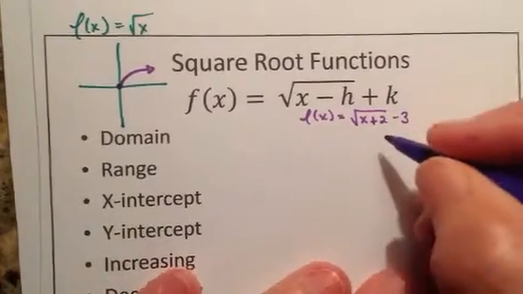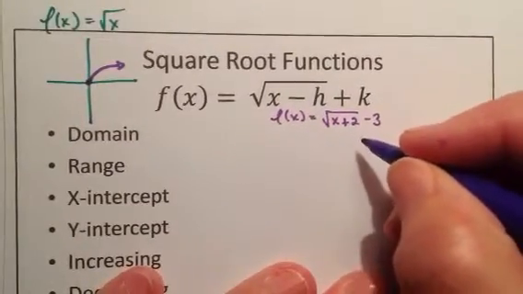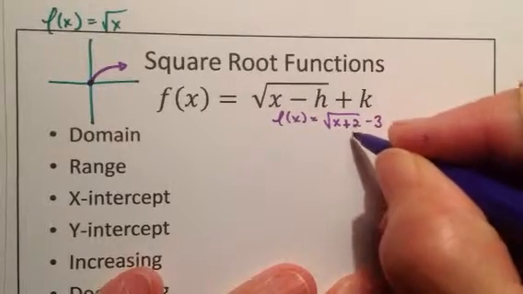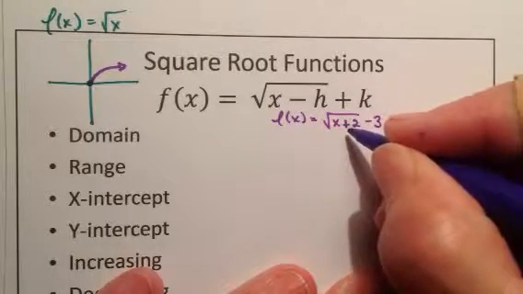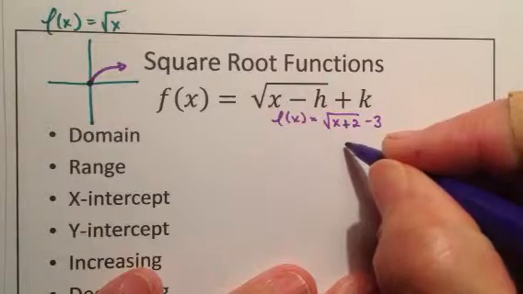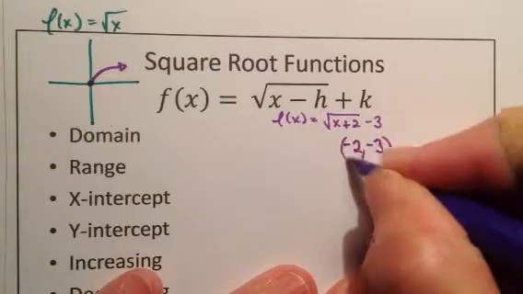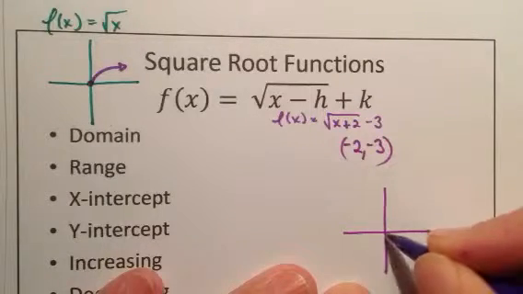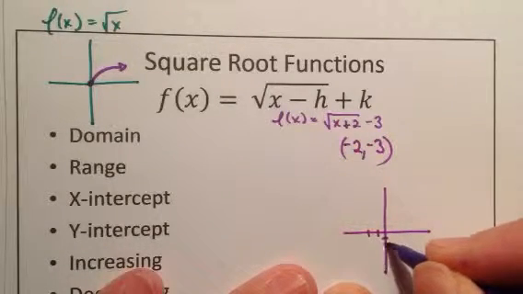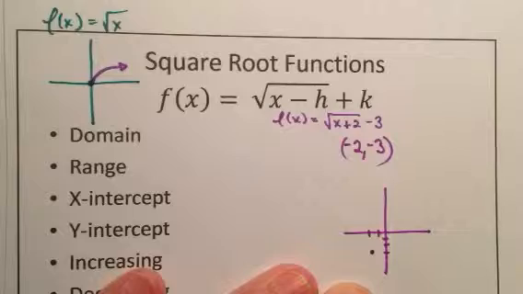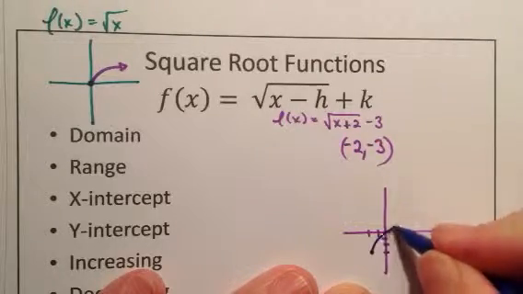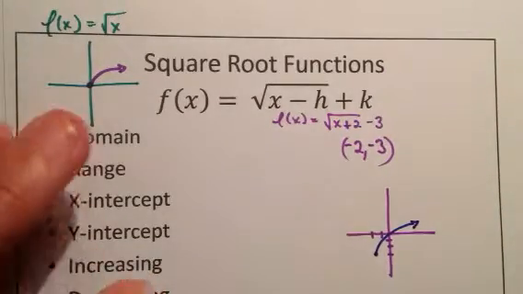So now what we can do, just like all the others, is shift it left, right, up, or down. So we're going to look at our vertex here. Our vertex is going to be the opposite of what's happening to my x. So I'm going to have -2 and the same as what's outside, so -2, -3. So if we come down here, -2, -3. So this is basically what my graph is going to look like.